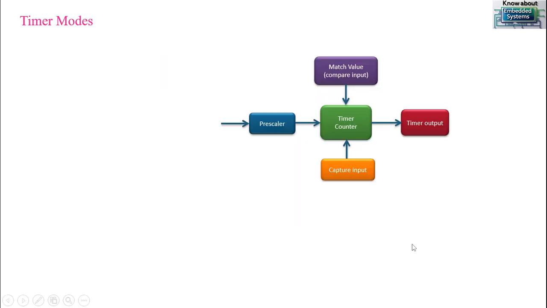Okay, timer modes. The first one is simple timer mode. What do you mean by simple timer mode? This timer will be counting simply as an up counter. It just goes on counting 1, 2, 3 up to the maximum value, and then it will come back to 0. That is called a simple timer mode.